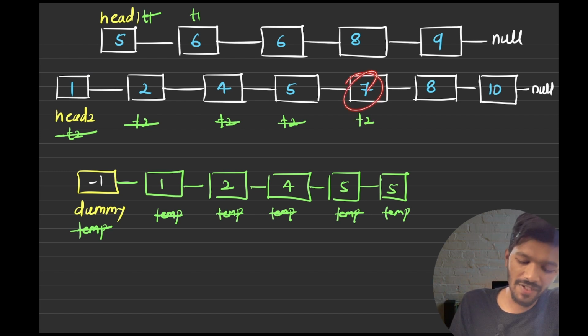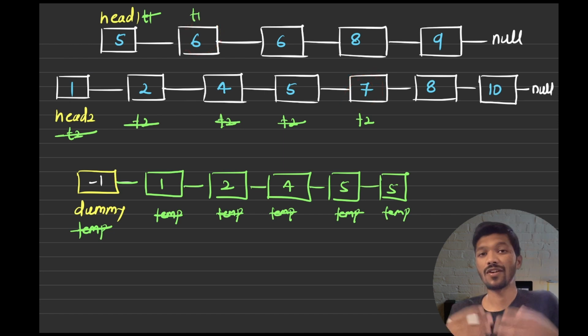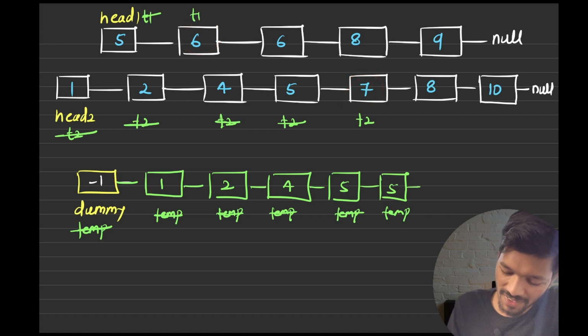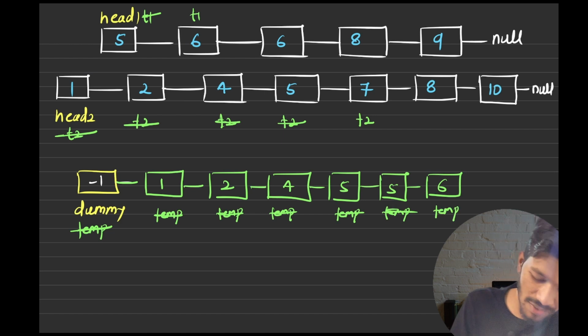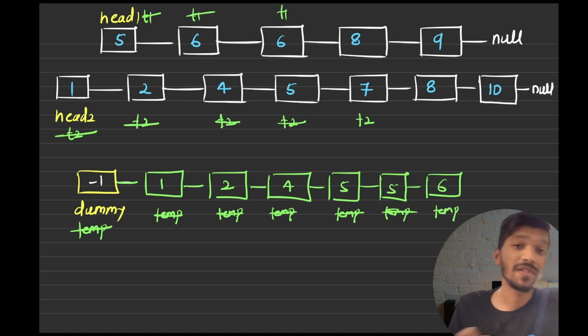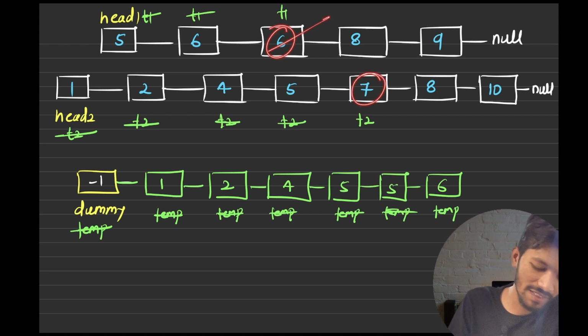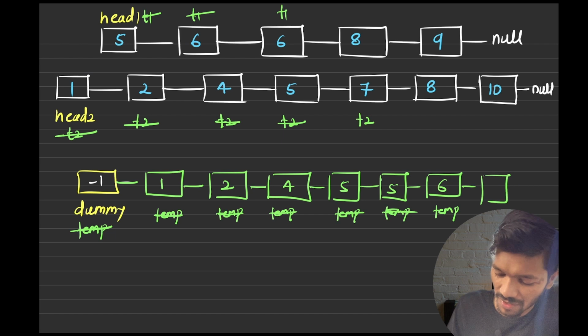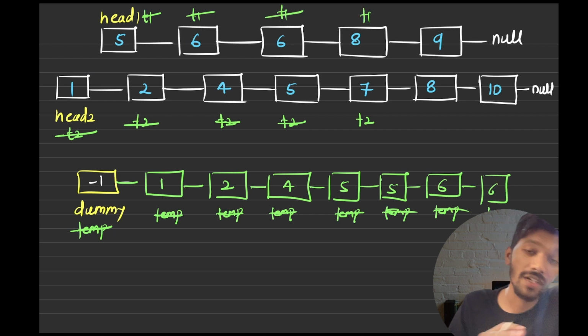Now this is the 7 and this is the 6. Which one is smaller? Of course 6 is smaller. So simply take 6, move my temp to the next position, and also move this T1 to the next node. So again I have 6, I have 7. Of course 6 is smaller. So again take 6, move the temp to the next location, and also move the T1 to the next location.